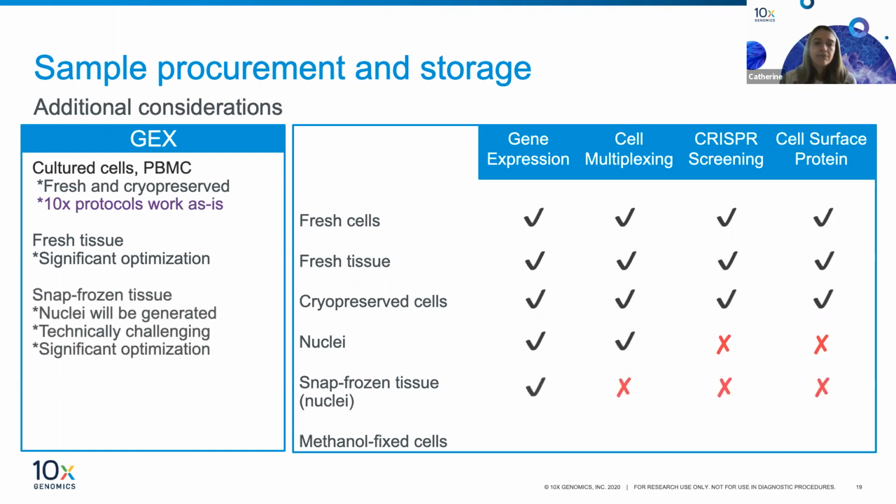If you are working with snap frozen tissue, then your only option is going to be to isolate nuclei. This is because when you've snap frozen tissue, the cell membranes of the cells in that tissue are going to be compromised. So we know that nuclei is really your only option, and with that, they're a little bit more unstable. So really you are only going to be able to look at gene expression, and feature barcoding, for example, is a lot more challenging there. Working with snap frozen tissue and isolating nuclei is technically challenging, and it will require optimization in your hands.